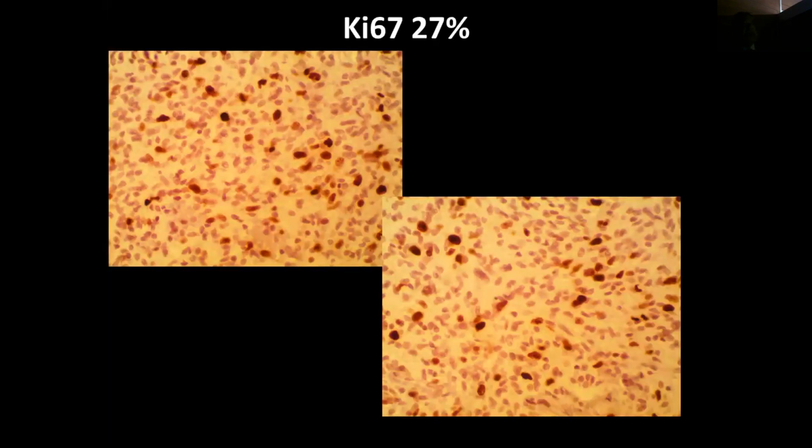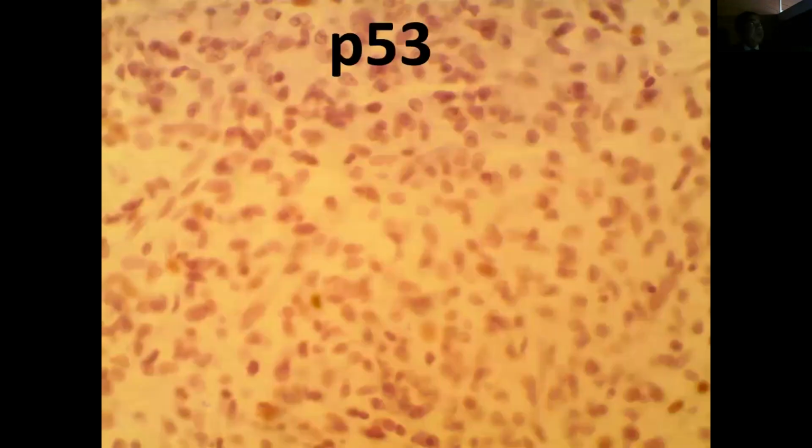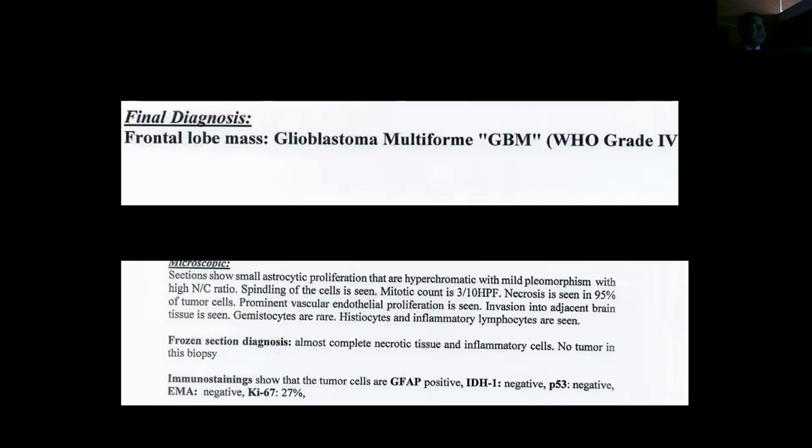Ki67 was very high. You can see all these black or dark brown spots are Ki67, and you can see how much, estimated at 27%, and this is very high for glioma. This is glioblastoma multiforme, a high grade. P53 was negative because IDH1 was negative. You expected glioblastoma or astrocytomas. So this is a glioblastoma multiforme WHO grade 4.